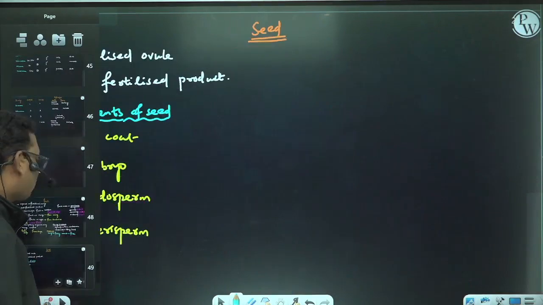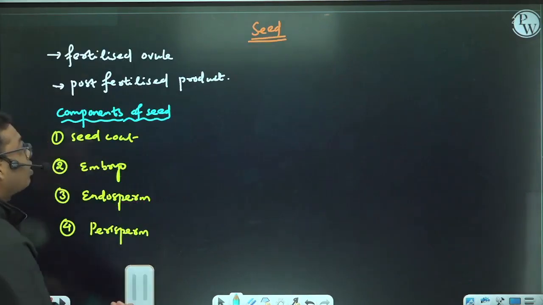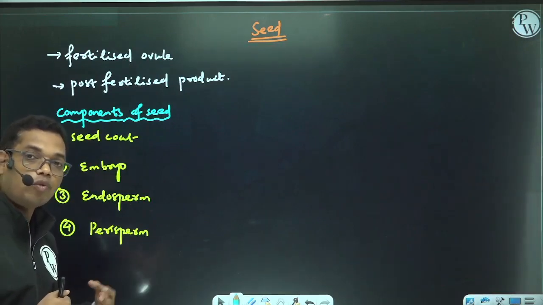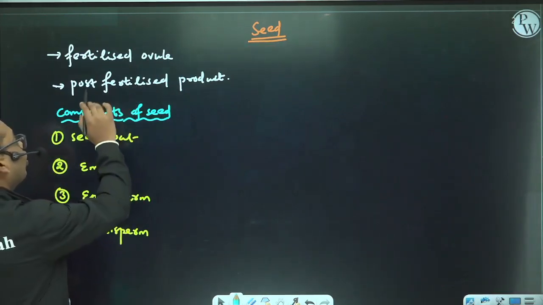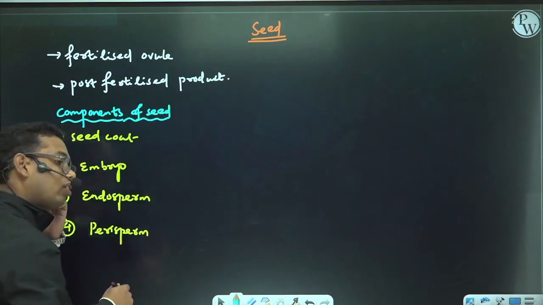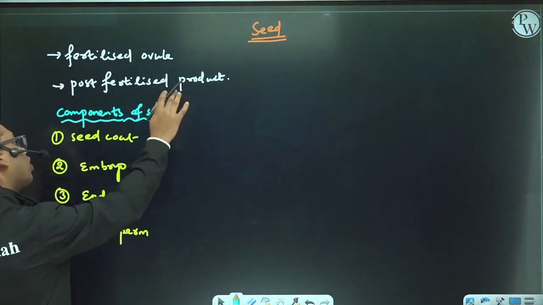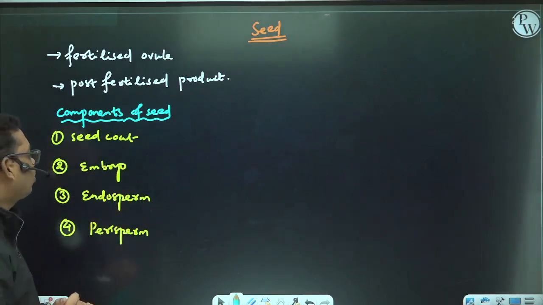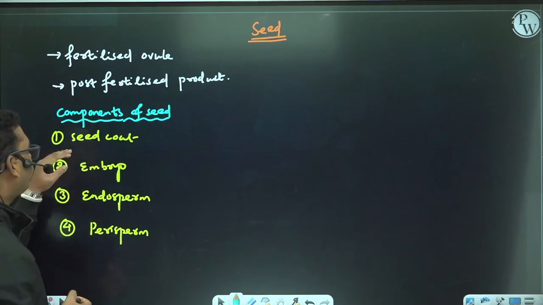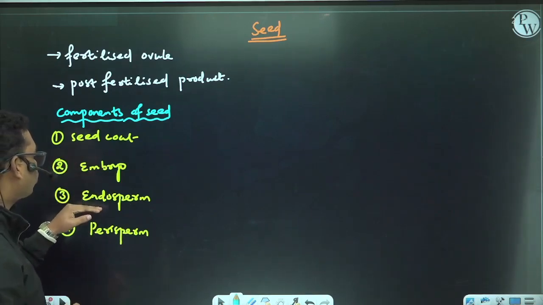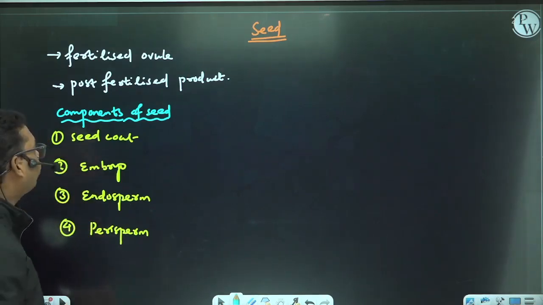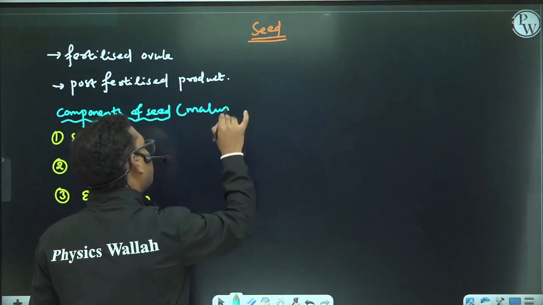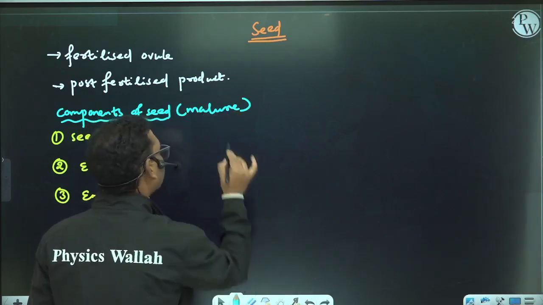Now the last part of this class is seed. Seed is basically fertilized ovule, that means it develops from the ovule. Because it is produced after fertilization, we call this post fertilization product. The seed has four components: one is seed coat, second is embryo, third is endosperm, and fourth is perisperm. Here we are talking about the mature seed.